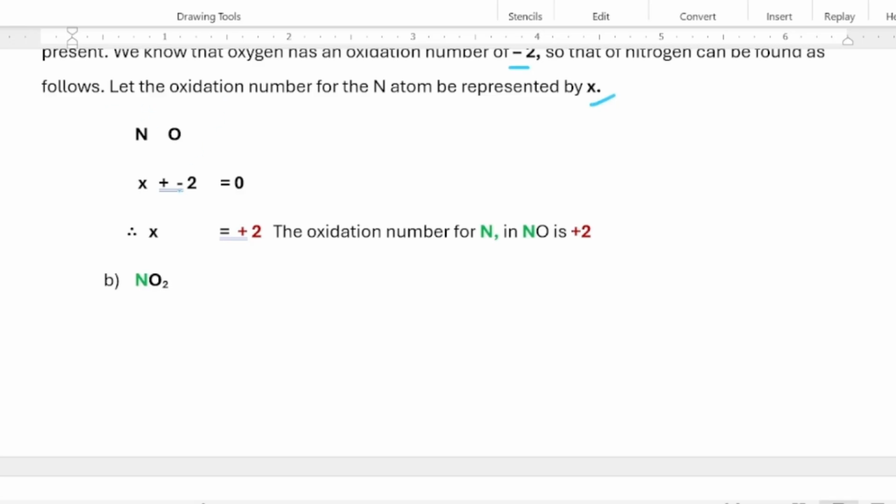We know that the oxygen is negative 2, therefore X plus negative 2 must be equal to 0, and X must be equal to positive 2. So the oxidation number of nitrogen in this molecule here is positive 2. Let us see what it is for nitrogen in nitrogen dioxide.